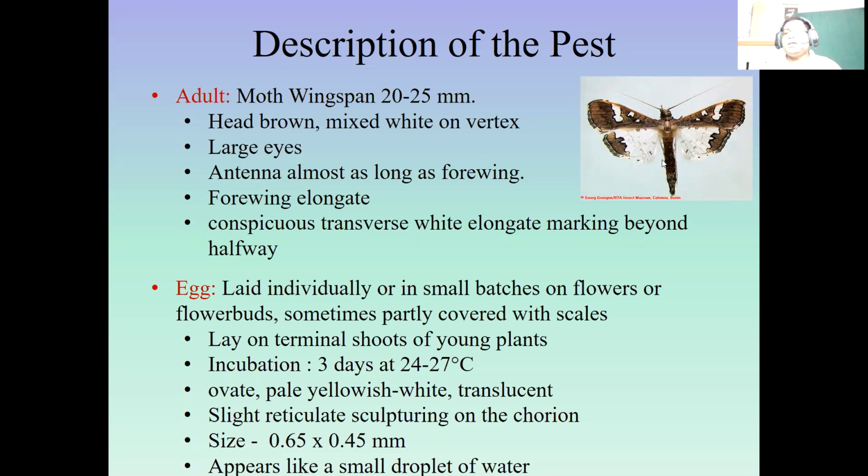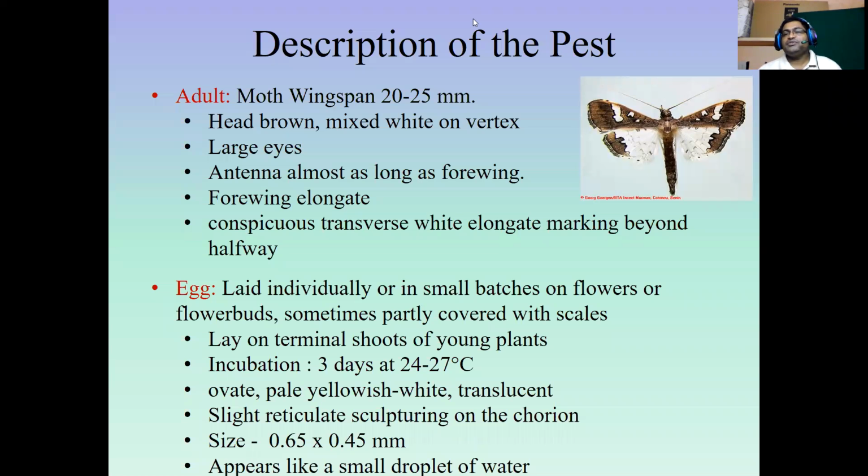The head is brown, the abdomen is brown, and the eyes are large, so you can easily identify it when you are observing the adults very closely. The antenna length is the length of the forewings. You can see the antenna touches the tip, which we call the apical margin of the wing. The forewings are elongate with conspicuous transverse markings. So this is the identification character.